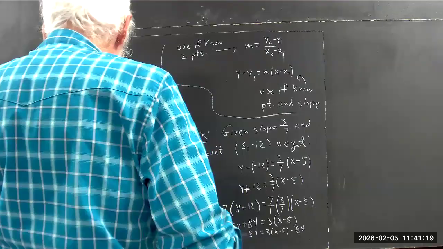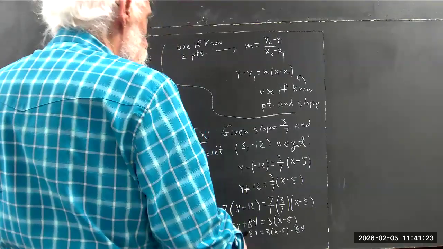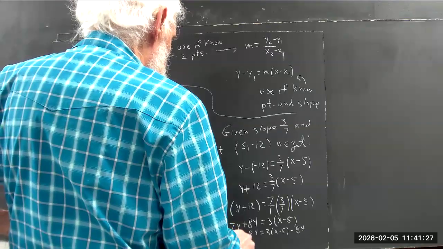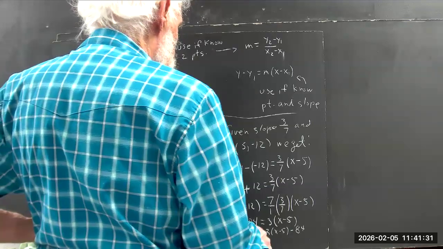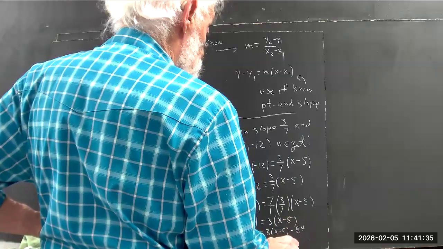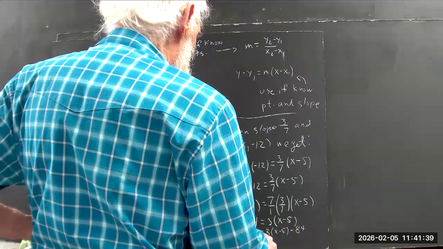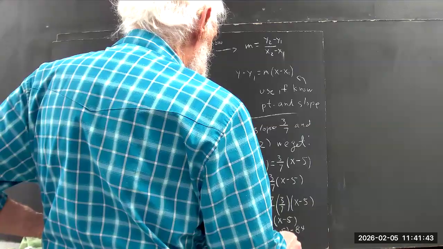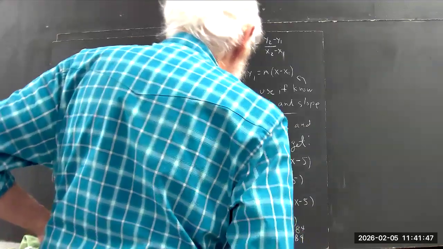Okay, I'm getting messed up. Let me write this out a little better. Okay, left-hand side becomes 7y plus 84 minus 84. Right-hand side becomes 3 times the quantity x minus 5, minus 84. And we end up with 7y equals 3 times the quantity x minus 5 minus 84.